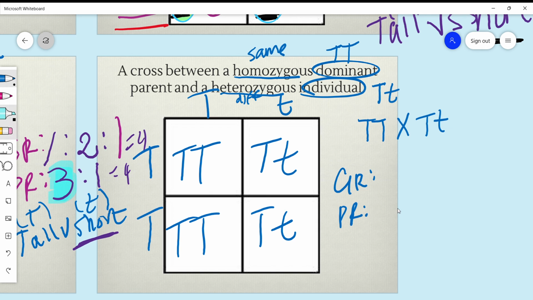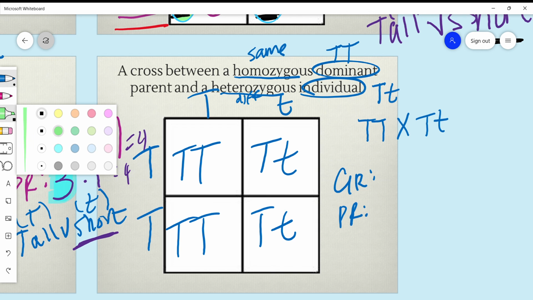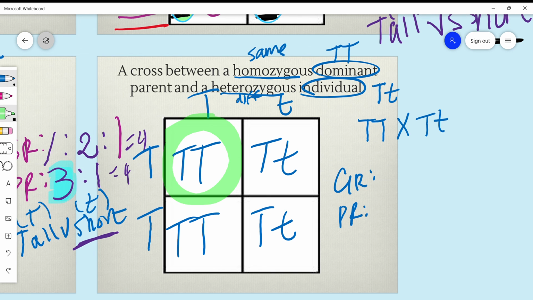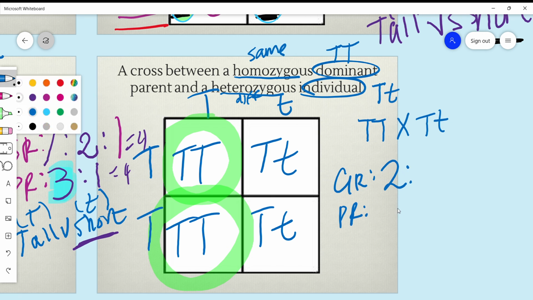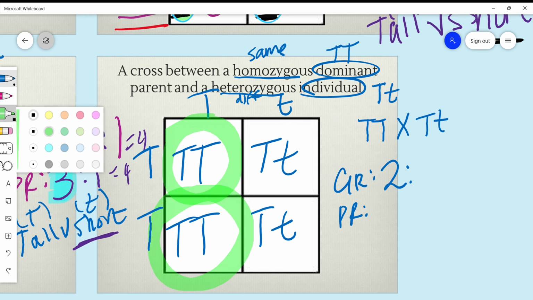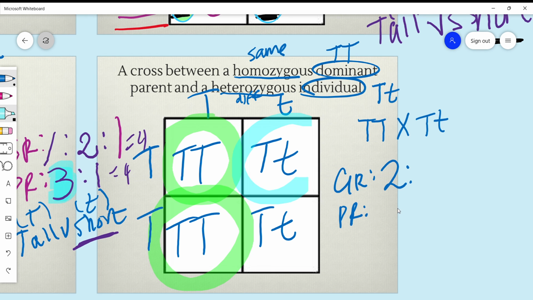Again, let's look at the letter combos. Out of this letter combo, how many do we have that look exactly like that? There are 2 homozygous dominant. In this case, we have 2. Moving on to our next allele combo, or letters. Out of this letter combo, how many do we have that look exactly like that? We have 2.